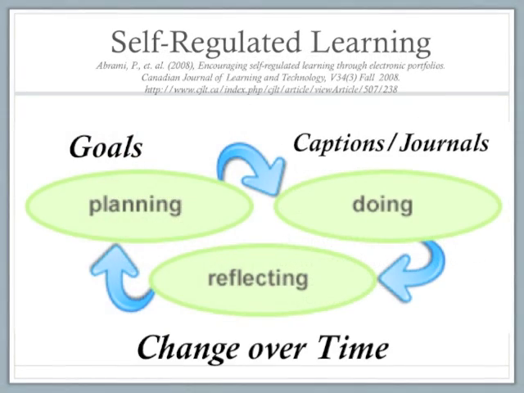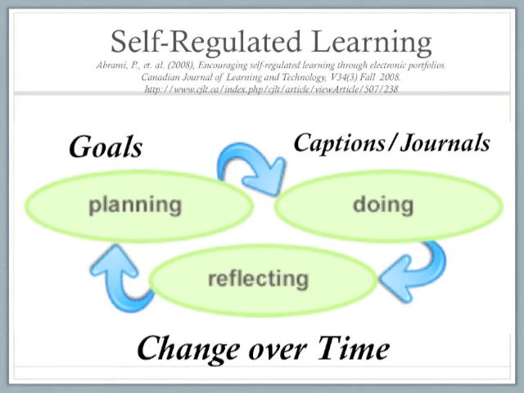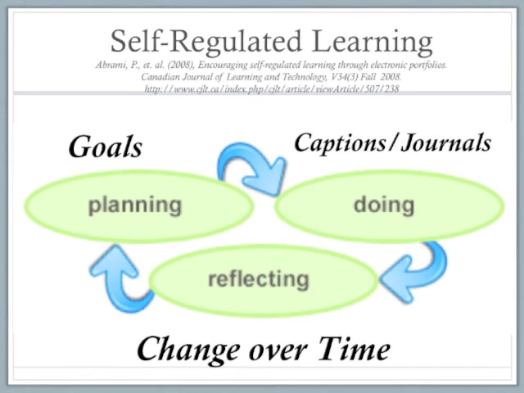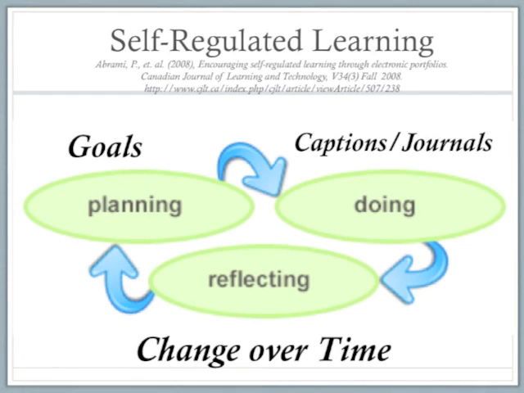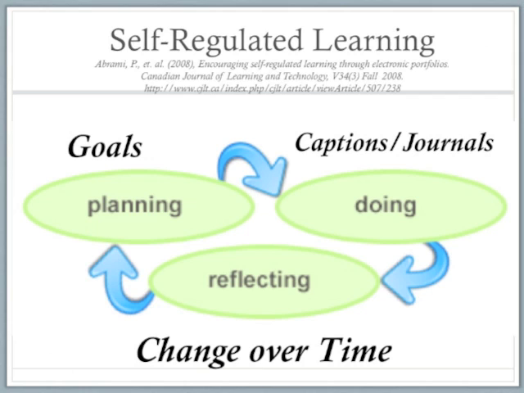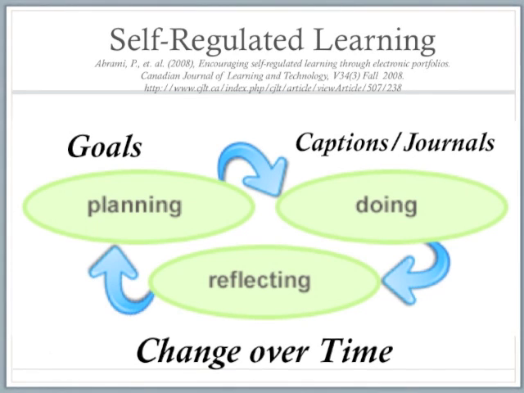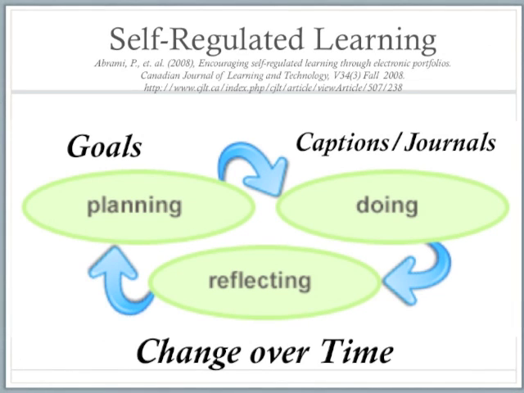There are really three, when we look at a portfolio, and this diagram comes from a research study that was done in Canada about portfolios and self-regulated learning in K-12 education. But they looked at reflection from three different tenses, so to speak. You have the future tense, which is planning or setting goals.